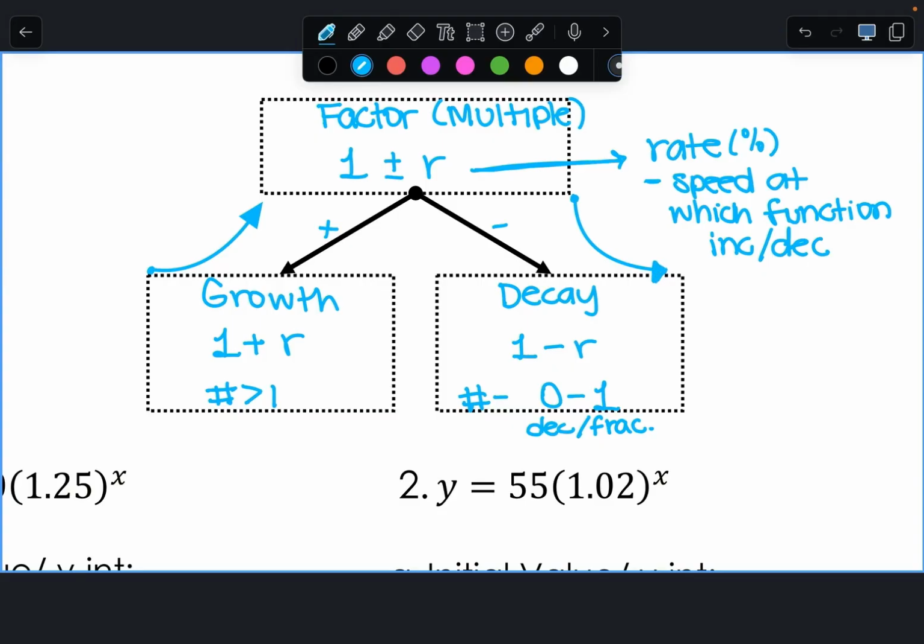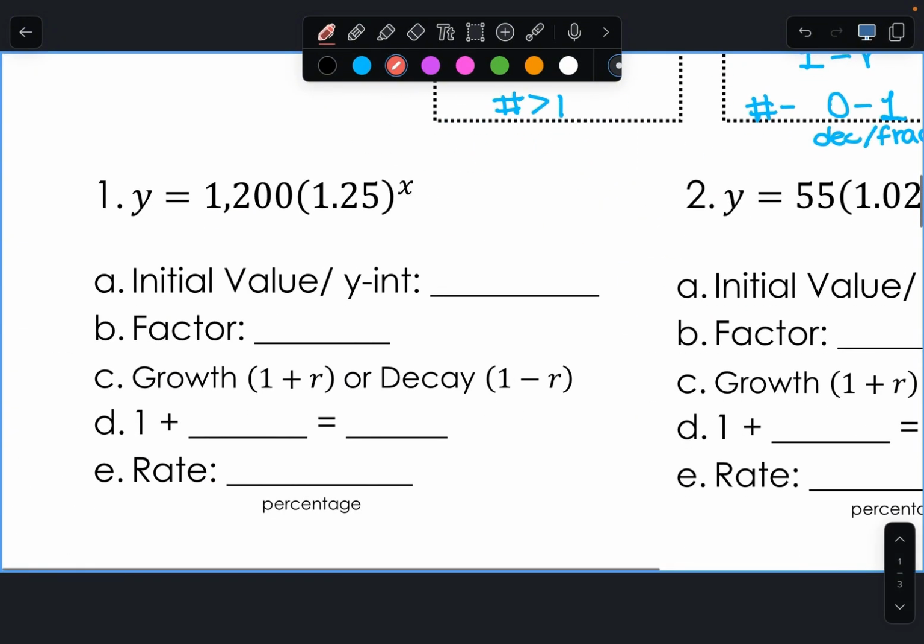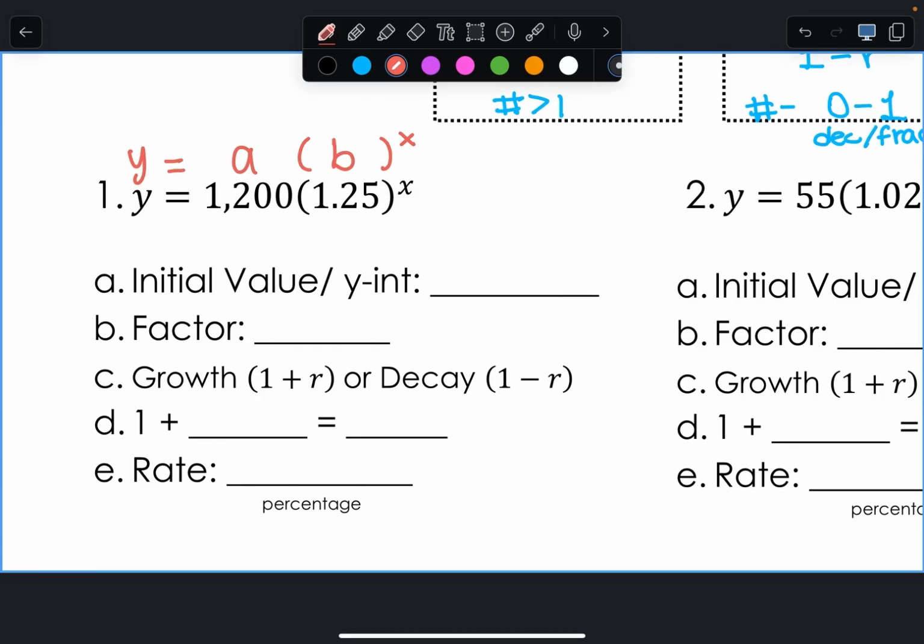But today we're just going to learn how to figure out what the rate is, what the factor is, and know the difference between the factor and the rate, and it's not super difficult. Okay? Ready? Now, because we are just now getting used to the equation, I'm going to write the equation at the top, a times b to the power of x. That way I can identify my numbers.